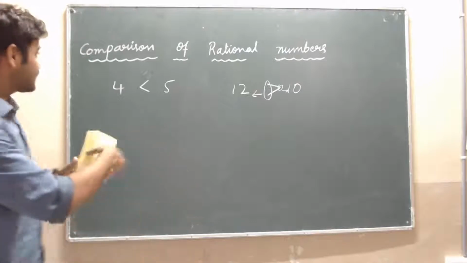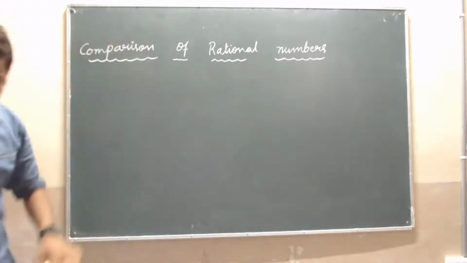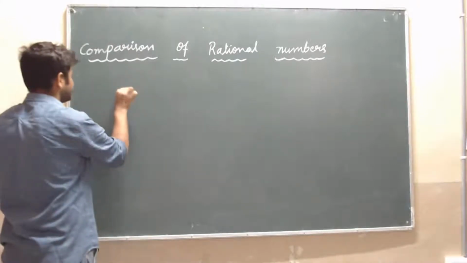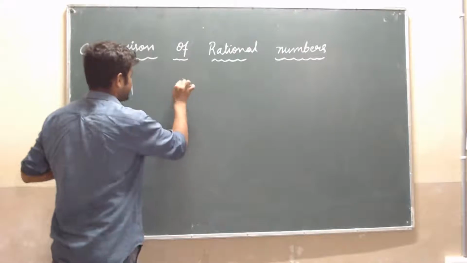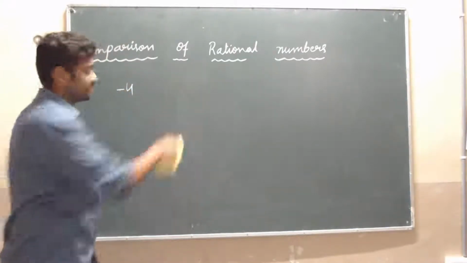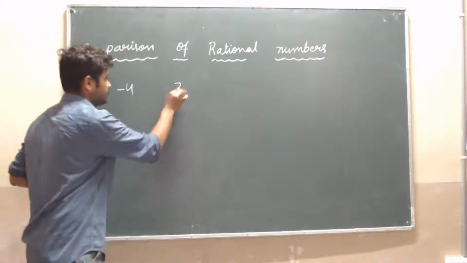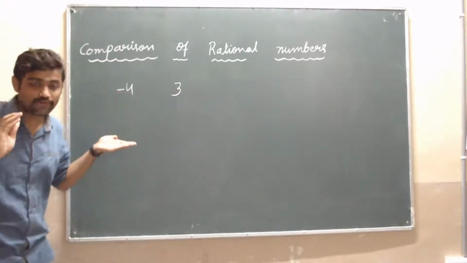Then what about integers? Let's take -4 and 5. Which one is smaller here? Sir, -4 is smaller.